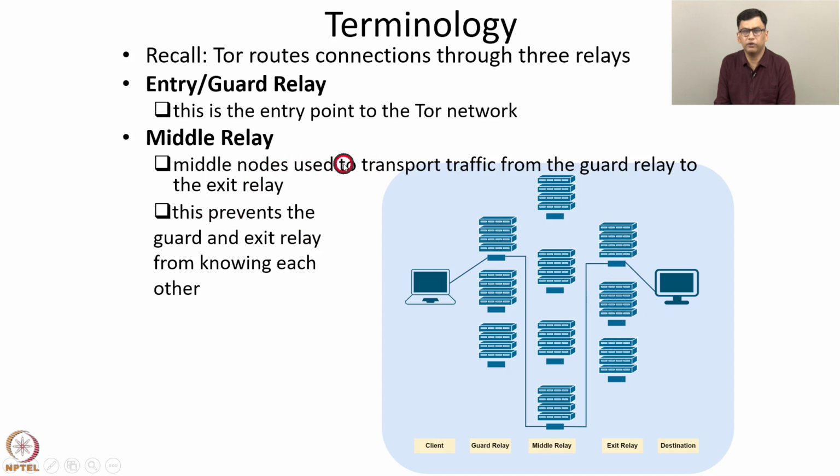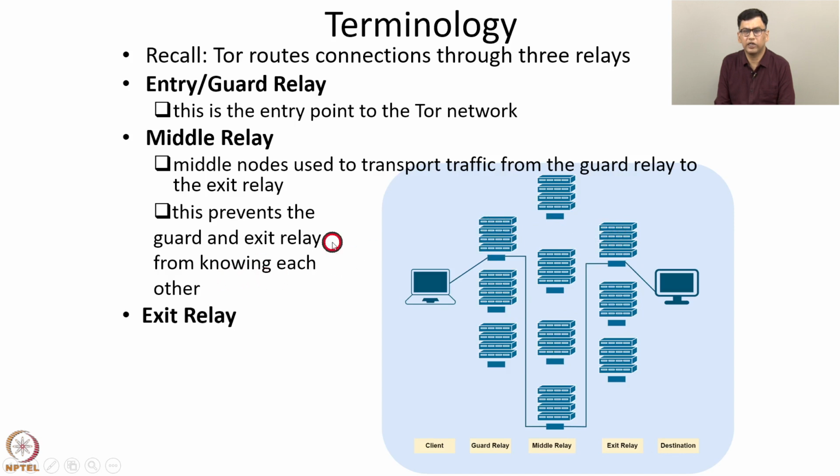Since the middle node is used to transport traffic from the guard relay to the exit relay, this prevents the guard and exit relays from knowing each other. So in this example, this relay does not know that it is communicating with this relay, because the middle relay relays traffic between these two relays. So hence, these two relays don't know that they are communicating with each other.